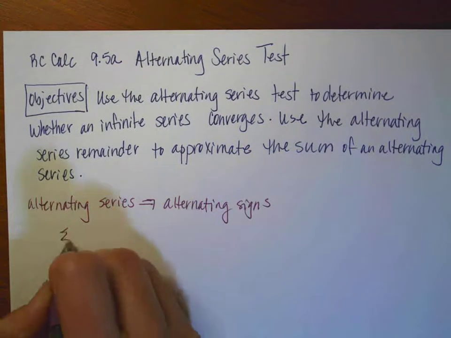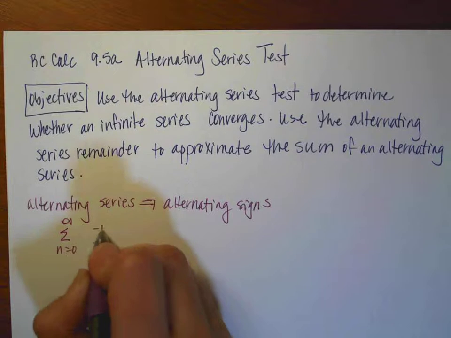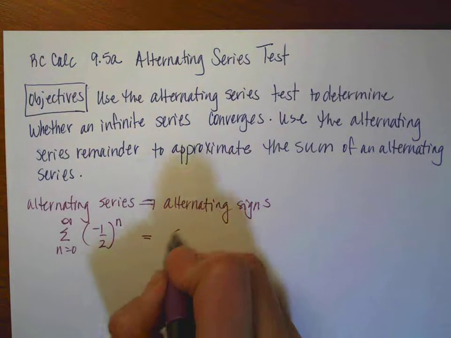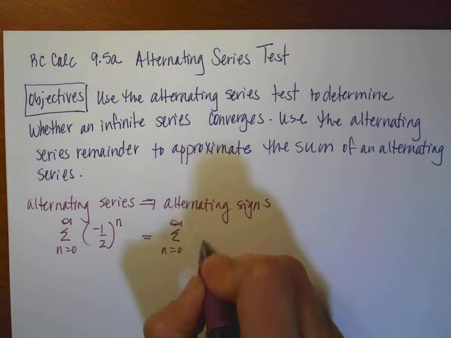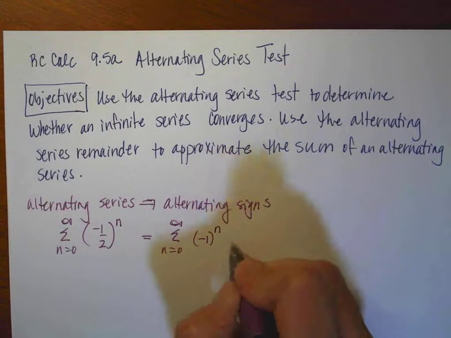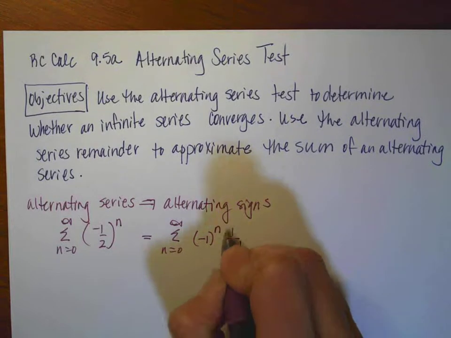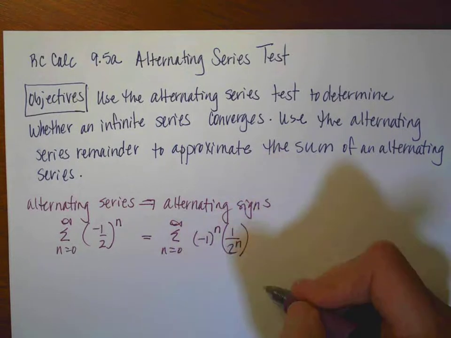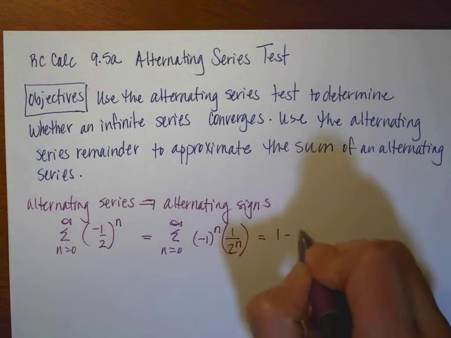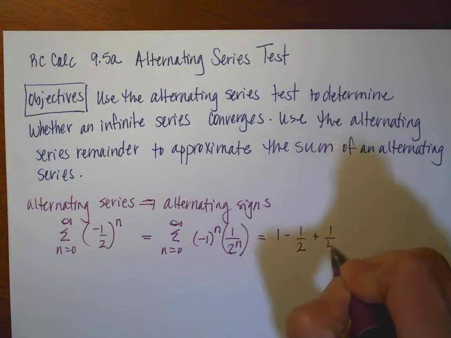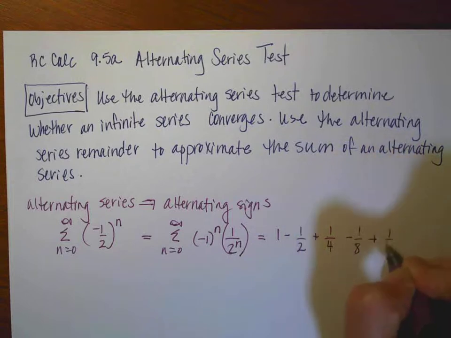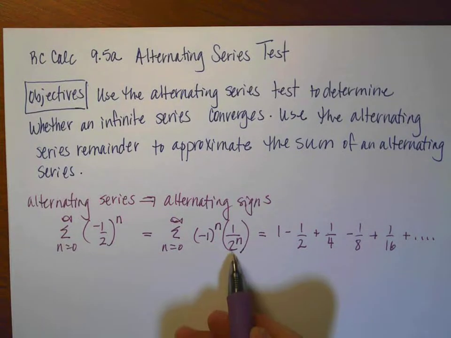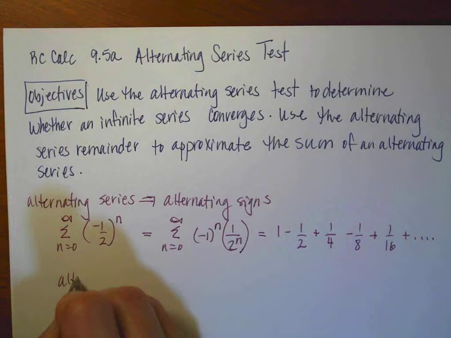So it might look something like the sum from n equals 0 to infinity of a negative 1/2 raised to the n. Well, then I could break this one up as the sum from n equals 0 to infinity of a negative 1 to the n of 1 over 2 to the n, or I could have written it as 1 times 1/2 raised to the n. Either would have been okay. And then if I did that, I would have 1 minus 1/2 plus 1/4 minus 1/8 plus 1 over 16, etc., etc.